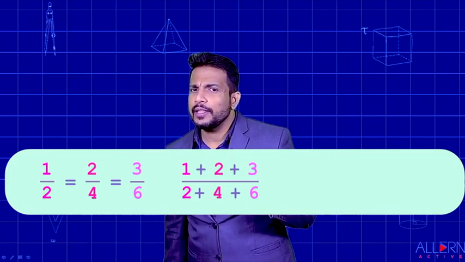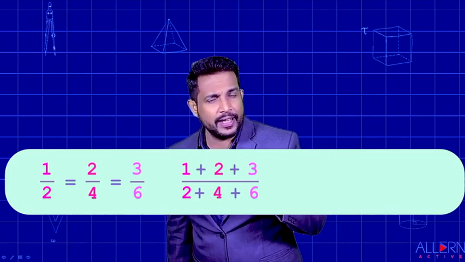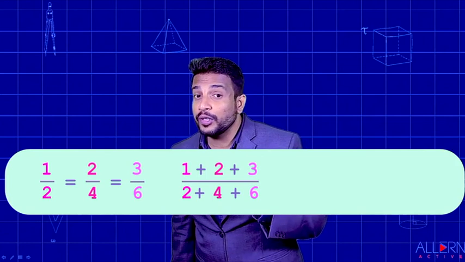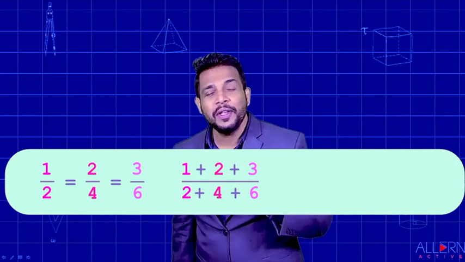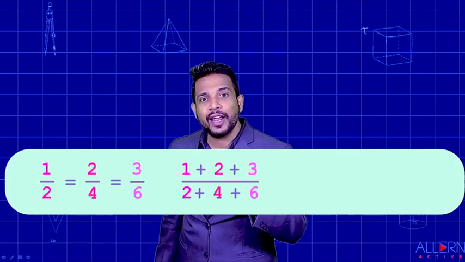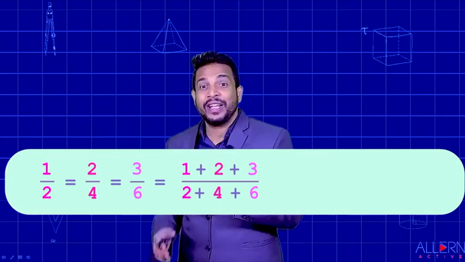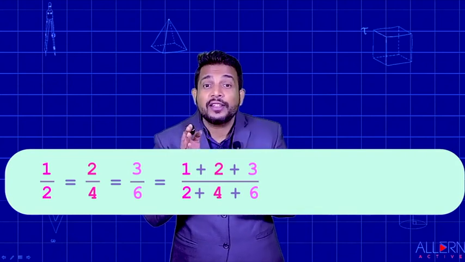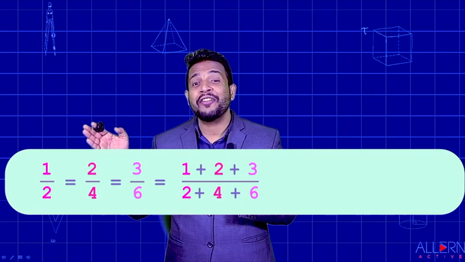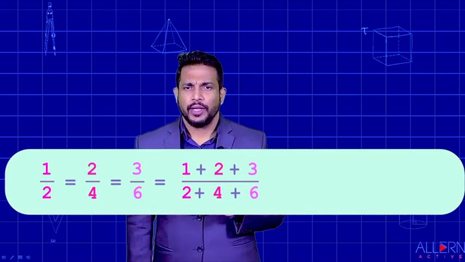1 plus 2 is 3. 3 plus 3 is 6. In the numerator, I'll get 6. In the denominator, 2 plus 4 is 6. 6 plus 6 is 12. So I get 6 upon 12. How much is that? It is 1 upon 2. That means we are saying that this new ratio is again equal to each and every ratio.